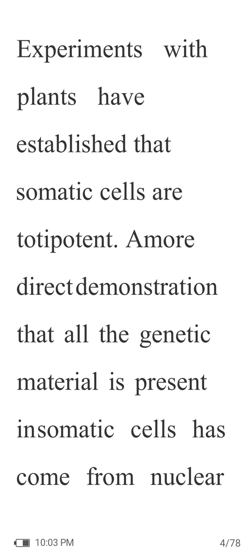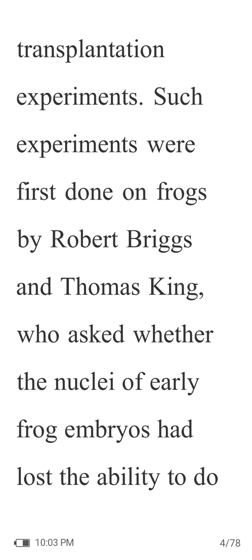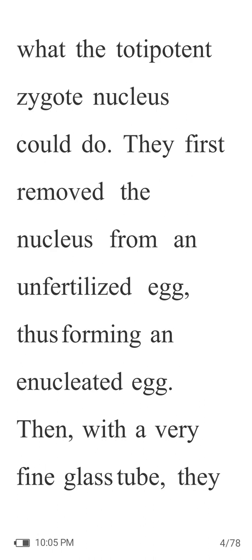A more direct demonstration that all the genetic material is present in somatic cells has come from nuclear transplantation experiments. Such experiments were first done on frogs by Robert Briggs and Thomas King, who asked whether the nuclei of early frog embryos had lost the ability to do what the totipotent zygote nucleus could do.